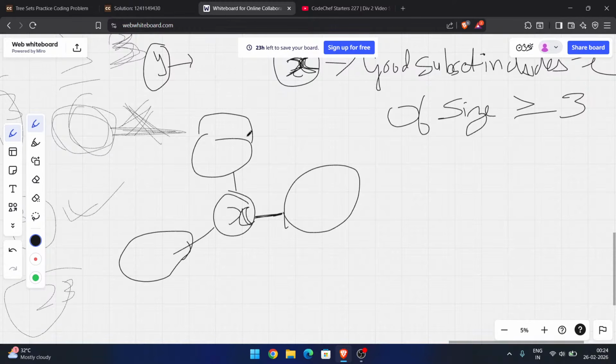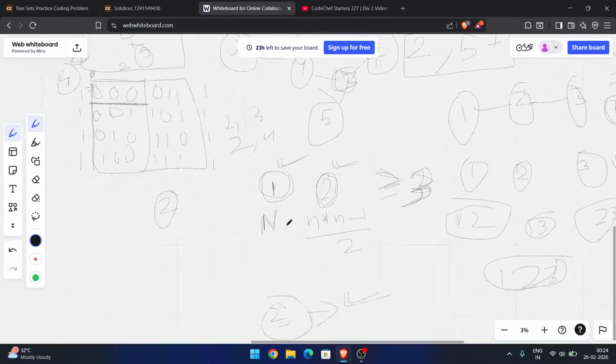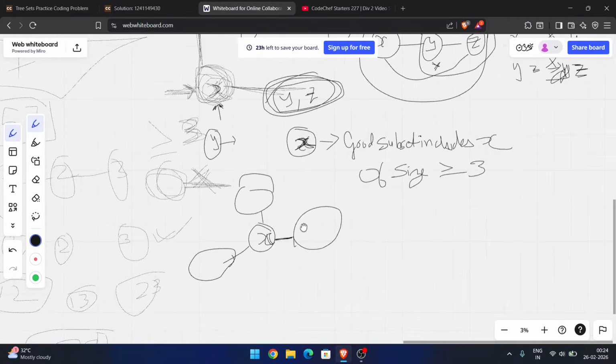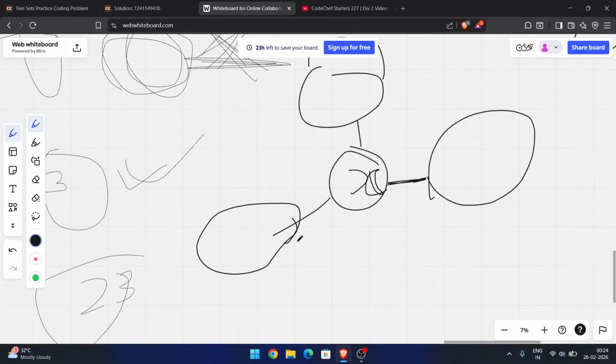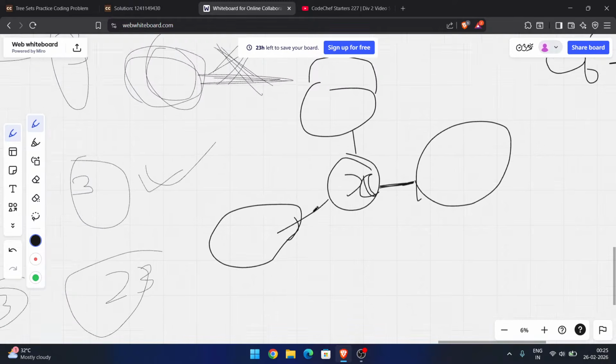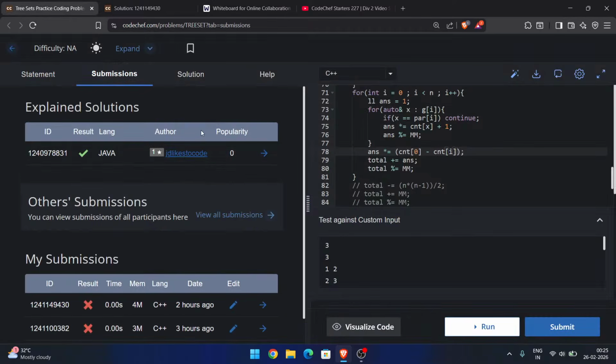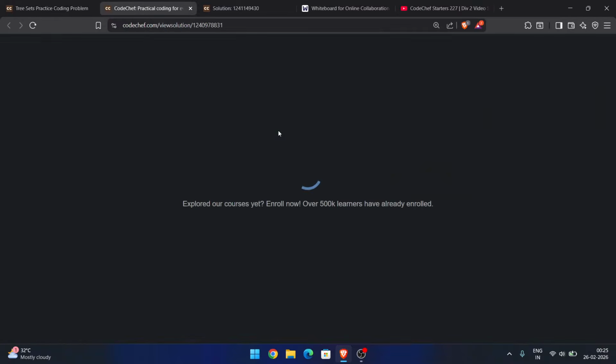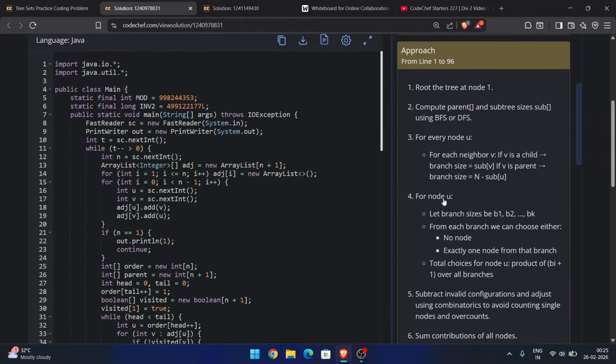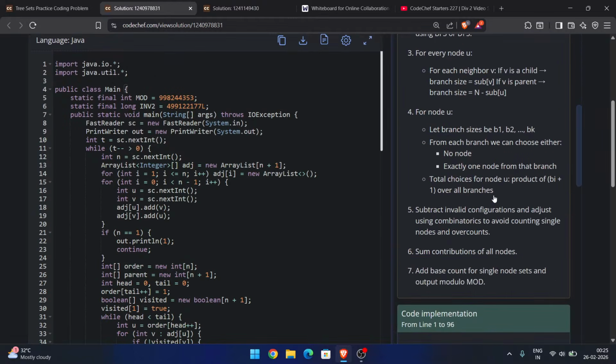Okay, so now we would add our thing which I was talking about. Now we can add our count plus 1. That is, if we take from here, if we take from here, and if we take from here. And if you do that, let's look at a solution and see what he has done. For each branch, we either choose no node or exactly one node from that branch.